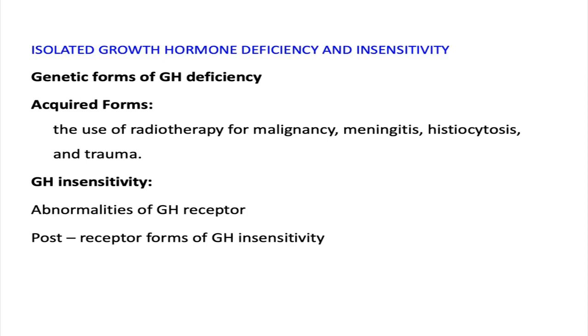There is an entity which is called growth hormone insensitivity, in which there is abnormality of the growth hormone receptors, or there is a post-receptor form of growth hormone insensitivity. In these cases, the secretion of growth hormone is normal, but there is no response to the growth hormone, and the patient presents with features of growth hormone deficiency.